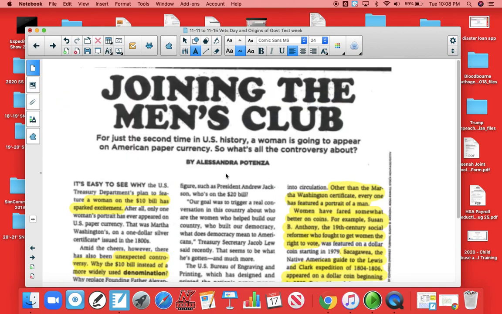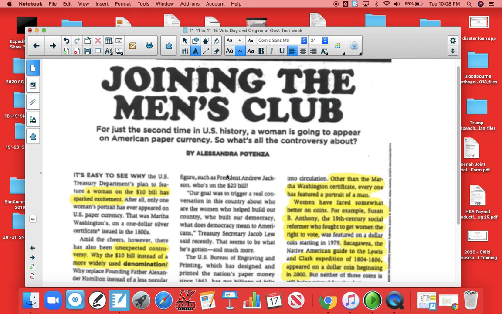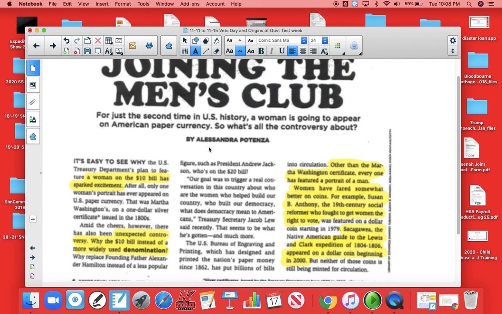Again, you're going to be expected to write this down, but for now, learn about joining the men's club. For the second time in U.S. history, a woman is going to appear on American paper currency. So what's the controversy about?